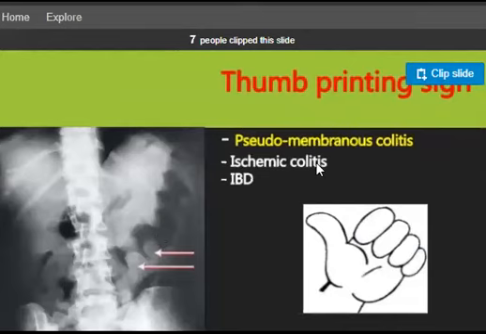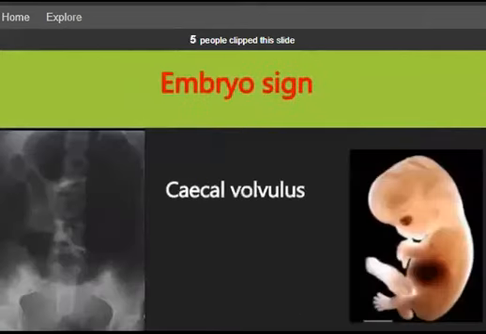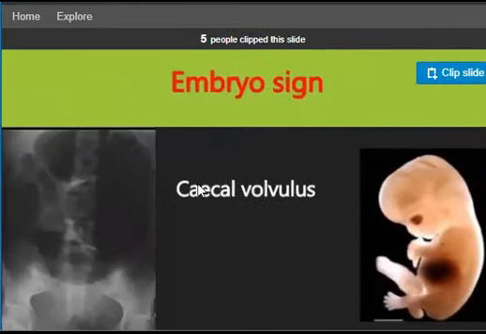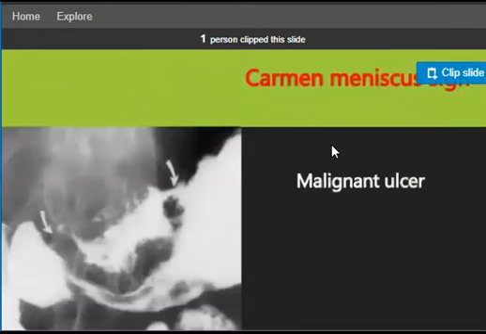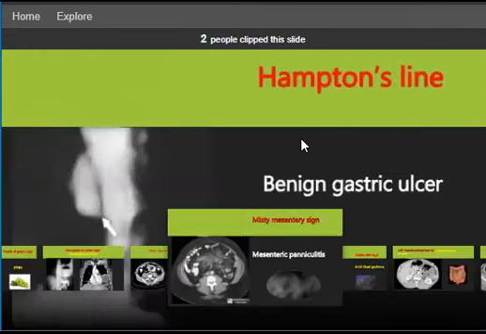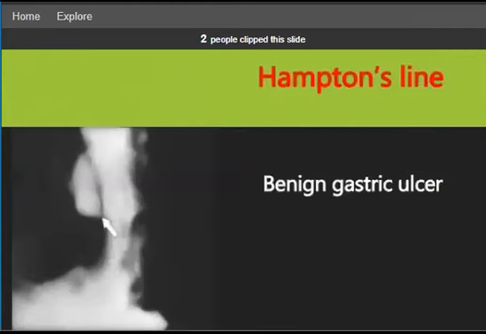Pseudomembranous colitis, ischemic colitis, inflammatory bowel disease. You remember the differentiation between the cecal and sigmoid. So the cecal is the, yeah. You remember the differential we mentioned before, malignant and benign ulcer. So Carman was with malignant, and what is it with the benign? Hampton, yeah, Hampton sign, perfect. So this is what is called the Hampton sign.